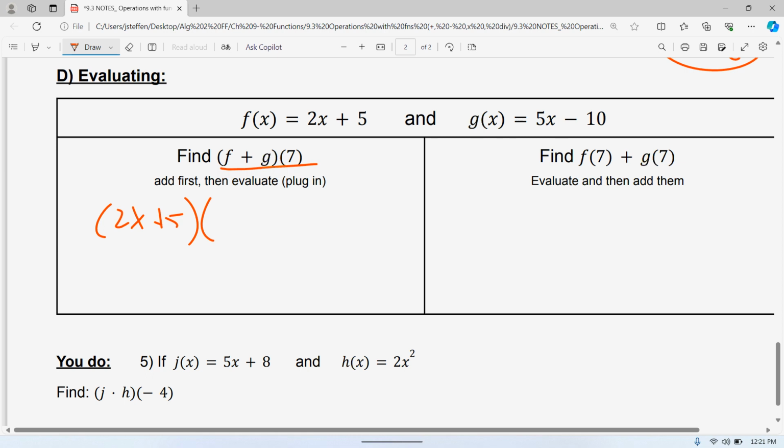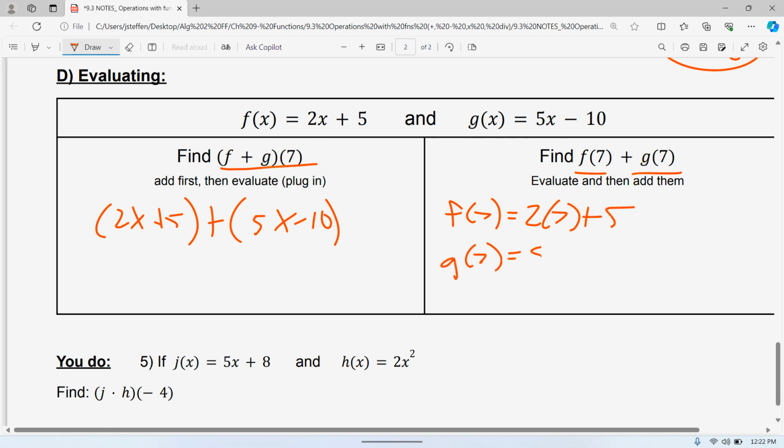plus 5x minus 10. And then when you finally do that, then put 7 in. Or this one where you put 7 in first. So you plug 7 into both of those. And g of 7 is 5 times 7 minus 10. And once you get those 2 numbers, you add those together. So I don't care which way you think is better. I personally do it the second way a lot, but that's up to you. Depends on the problem, which is easier.